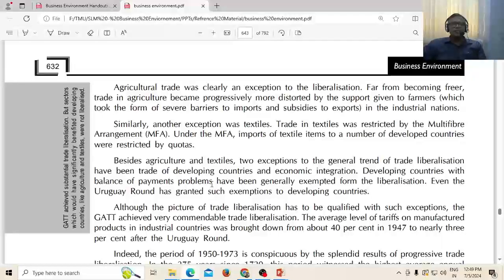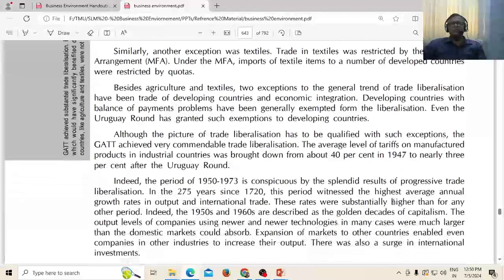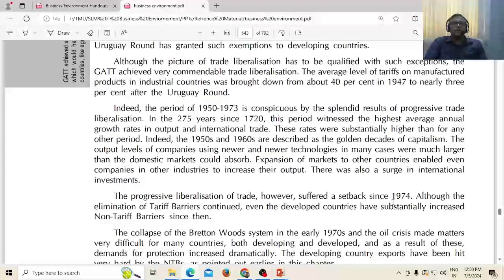Developing countries with balance of payments problems have generally been exempted from the liberalization. Even the Uruguay Round has granted such exemptions to the developing countries. Although the picture of trade liberalization has to be qualified with such exemptions, the GATT achieved very commendable trade liberalization. The average level of tariffs on manufactured products in the individual countries was brought down from about 40% in 1947 to nearly 3% after the Uruguay Round.